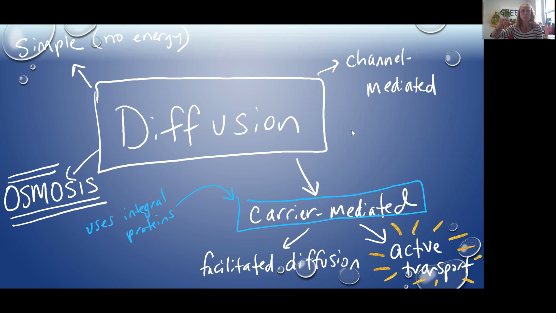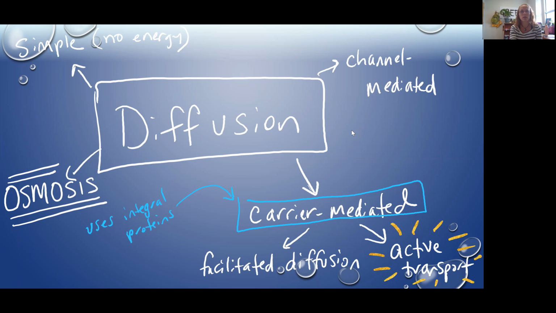Then we have our carrier-mediated diffusion, and here we see again the use of proteins, but these are called carrier proteins, which implies that the solute has to bind to the protein in order for it to change shape, either to dump it into the cell or out of the cell. We had facilitated diffusion, which requires no energy, but does require that carrier protein to help it. And then we had active transport, and there it does require energy. Now we can go against the concentration gradient, and we talked about the sodium-potassium exchange pump as our key example.